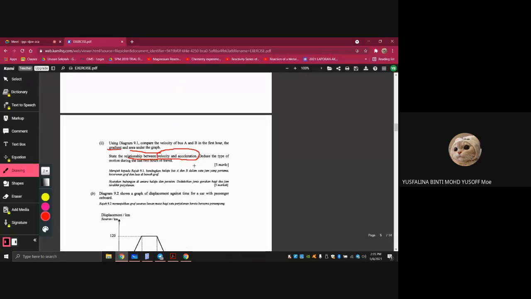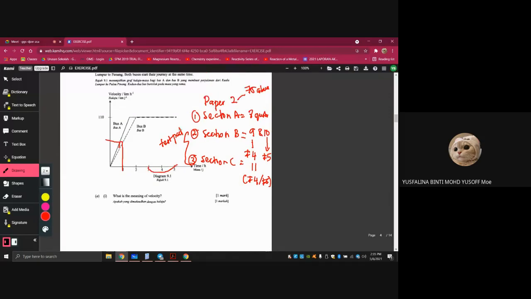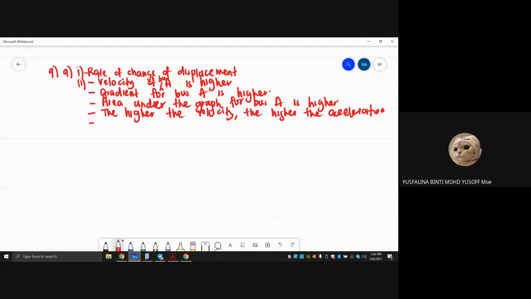Deduce the type of motion during the last 2 hours of travel. So last 2 hours of travel means from 3 to 5. So what can you deduce from here? What can you see about the velocity? Yes, constant velocity, or you can say it. What acceleration? Constant or zero acceleration. Yes, very good.